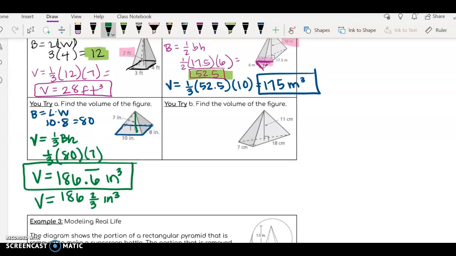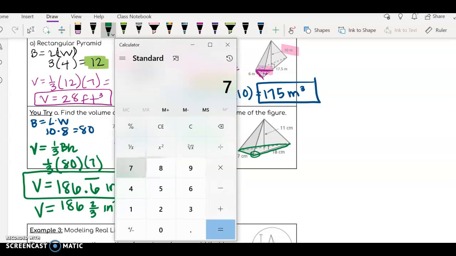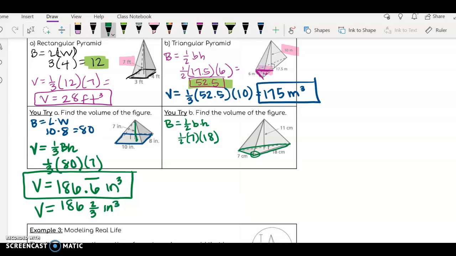All right, for B, we have a triangle. And that little square here tells us that what's next to it is the height. And then we have the base. So the area of our base is 1/2 base times height because it's a triangle. So I'm going to do 1/2 times 7 times 18. 7 times 18 divide by 2. I get 63 centimeters.